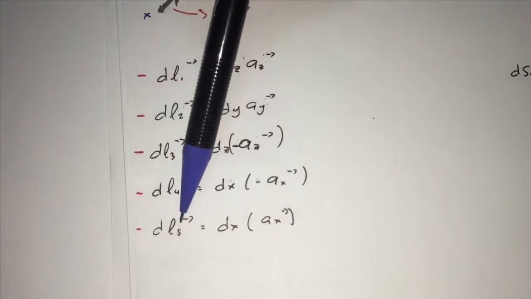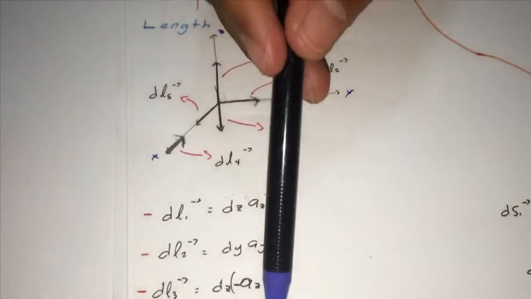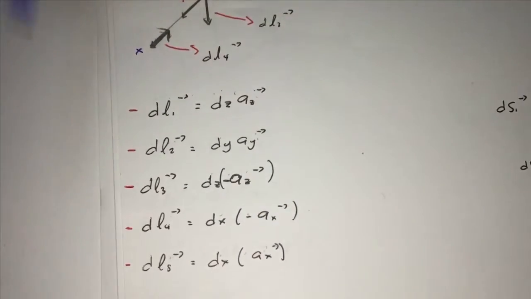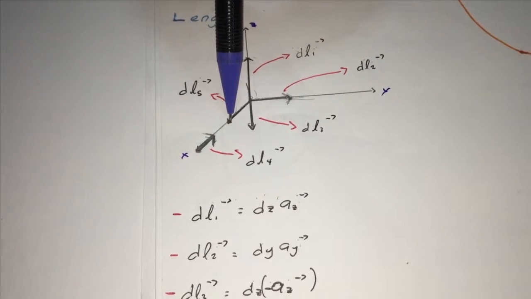While dl5 is dx ax, we get positive AX because the direction of AX is positive.